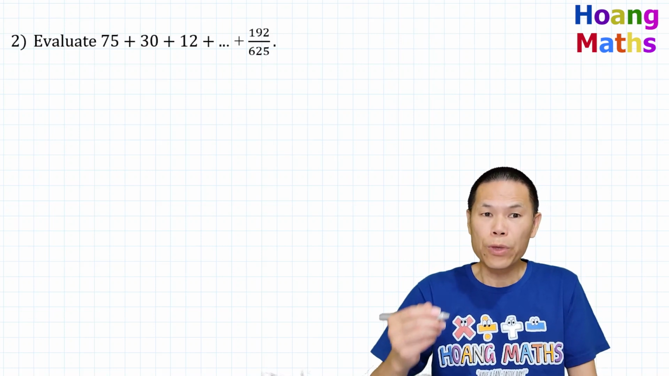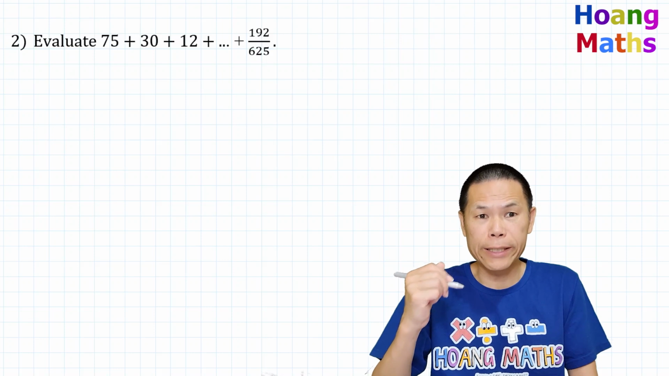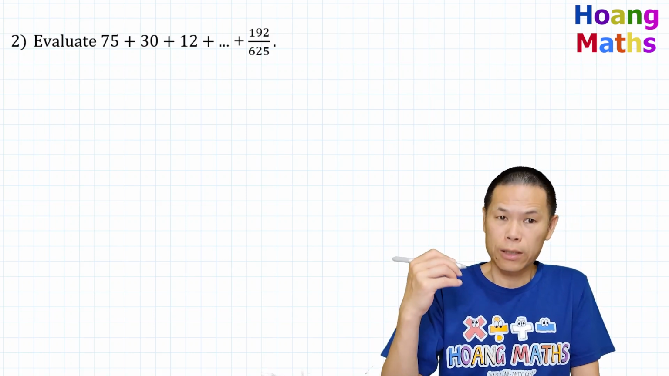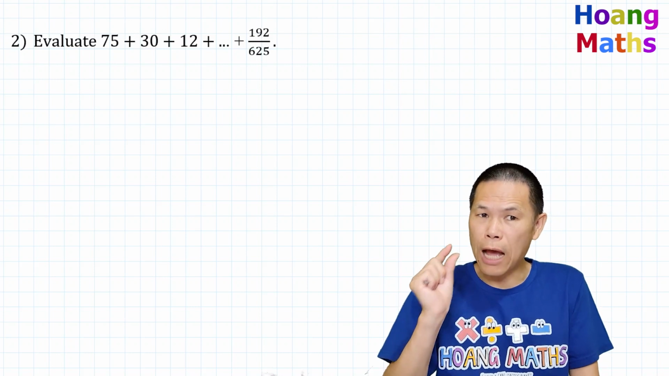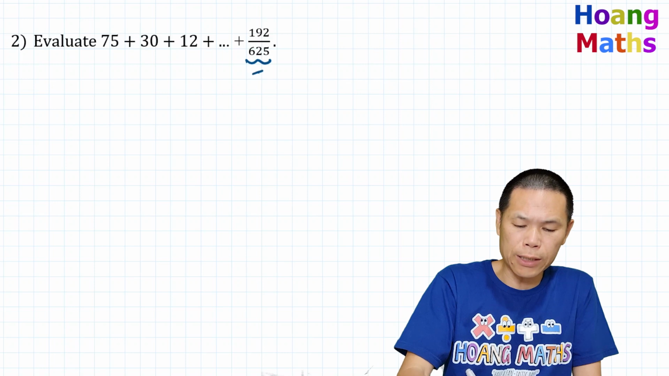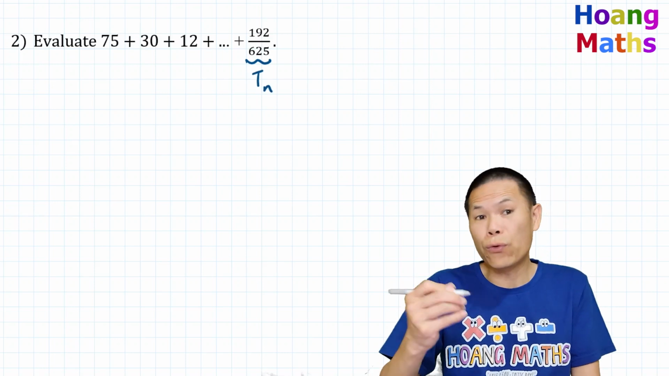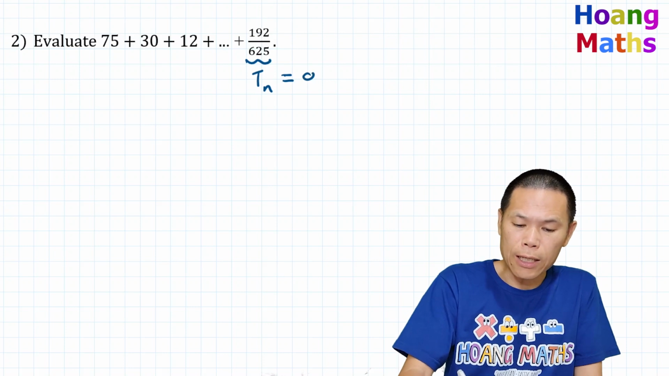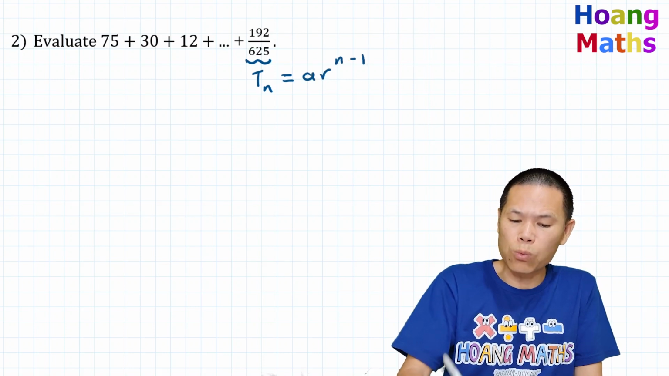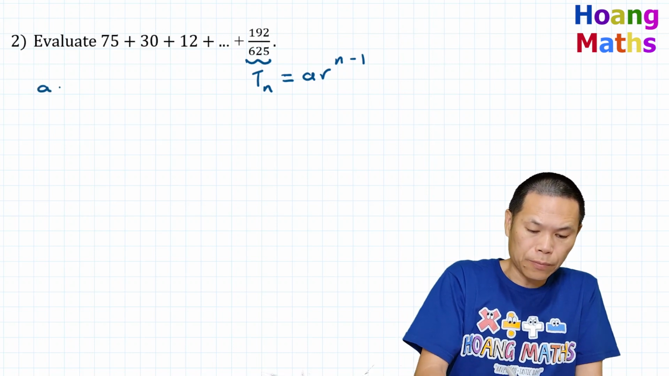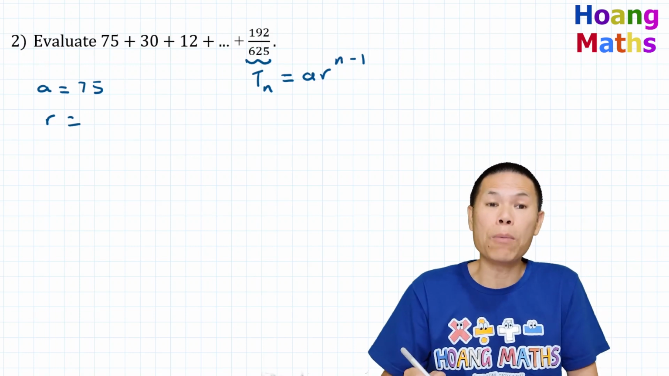So first of all, we don't know how many terms there are in this series, right? So what we need to do is work out the n value, that is how many terms are in this series. We know that this is the last term, that is t of n, and the rule for t of n for a geometric series is a r to the power of n minus 1. First of all, we know that a is 75, and then r is the common ratio.